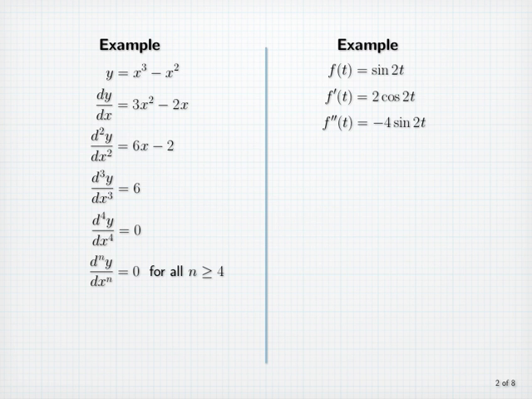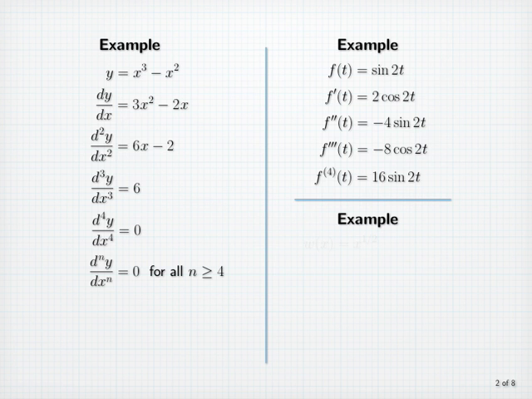The second derivative is minus sine of 2t times another 2 to give us minus 4 sine of 2t. The third derivative is minus 8 cosine of 2t. Each time we differentiate, we pick up another factor of 2. The fourth derivative is 16 sine of 2t.